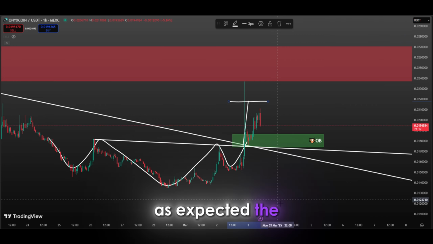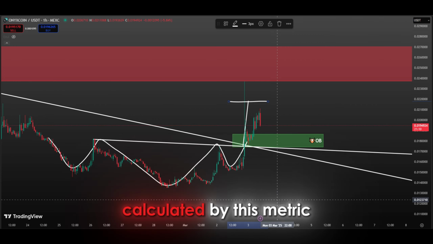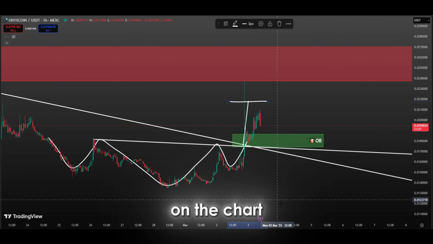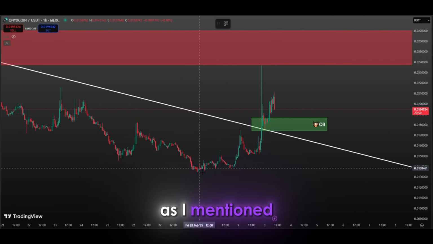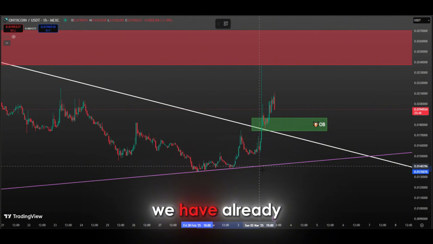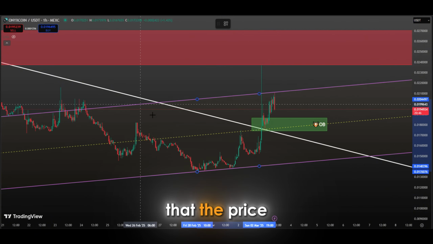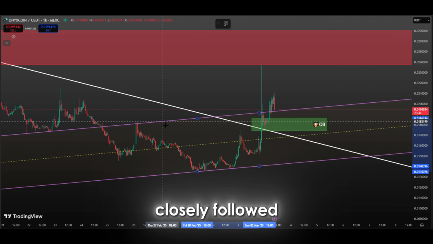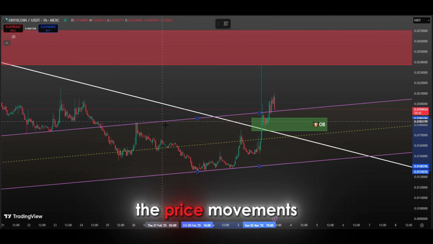As expected, the price rallied up to the target level calculated by this metric and reached the pinpointed point with pinpoint accuracy. And looking at a single metric on the chart is not enough, so we have to look at a few things. As I mentioned in previous videos, we have already drawn the ascending channel structure that the price is moving through, and we have closely followed how this channel is guiding the price movements.